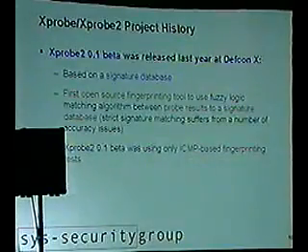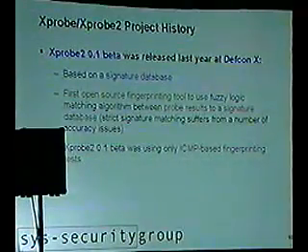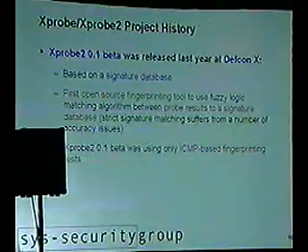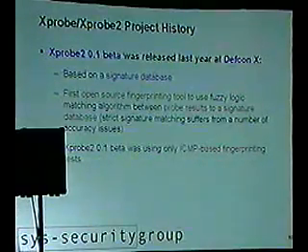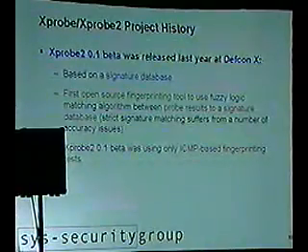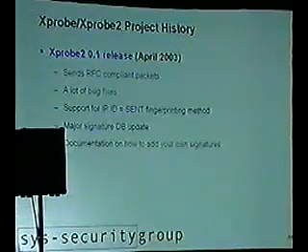Last year at DEF CON 10, we released a newer version of Xprobe2, which had several enhancements. We were the first open source tool to implement fuzzy logic. Fuzzy logic is a matching algorithm between the probe results we receive from targeted operating systems and the signature database that we have. Again, Xprobe2 0.2 was relying on ICMP-based fingerprinting tests only.